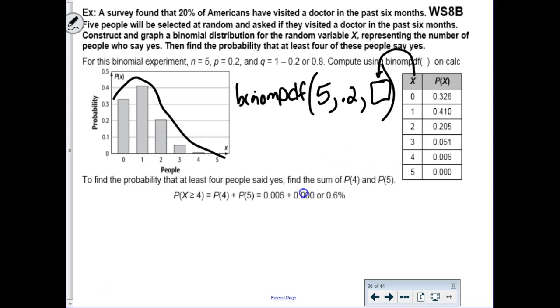So the probability that at least 4 people said yes means you would take 4 and 5 and add them together. That's really not that hard of a question, is it? Bada bing, we're done. There's a question on your test that looks kind of like that, where you don't have to graph it, but it'll say find the probability of at least something happening. So you'll have to add a couple of probabilities together.